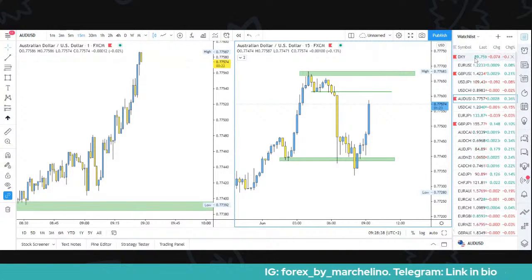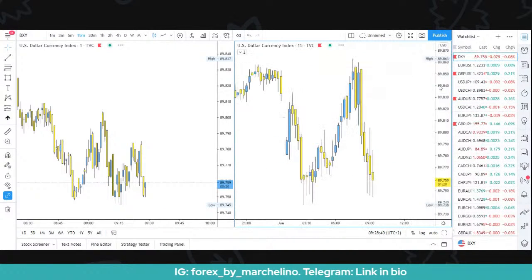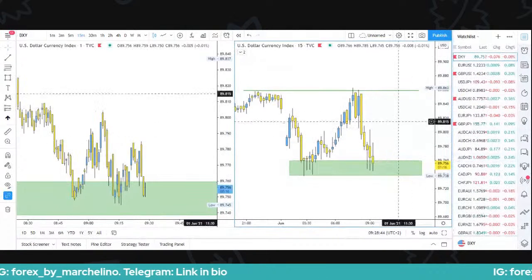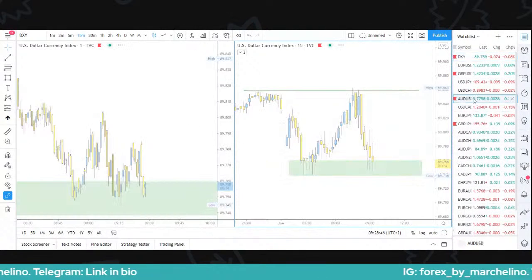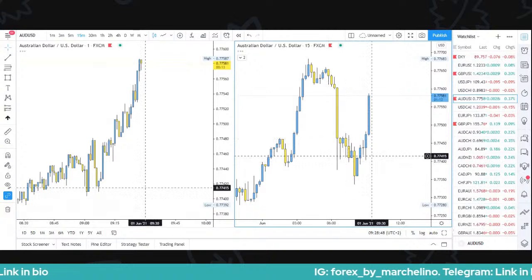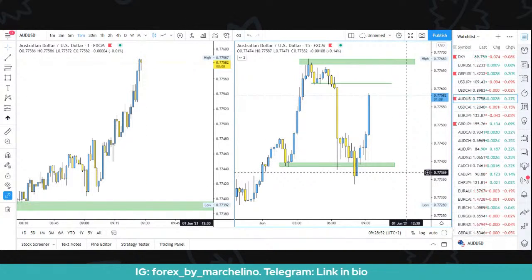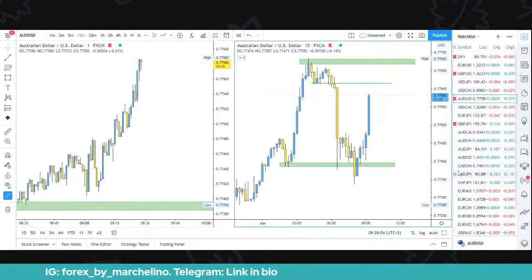And then at that point, we were also seeing DXY weakness. DXY weakness or dollar weakness combined with AUD strength mixes for a good trade. You know what I mean? So it really was a good trade.